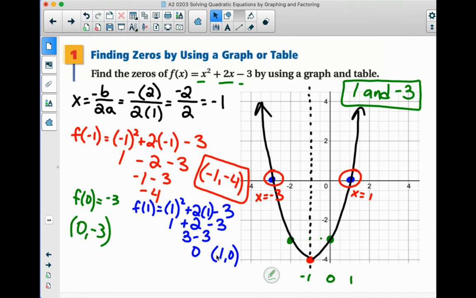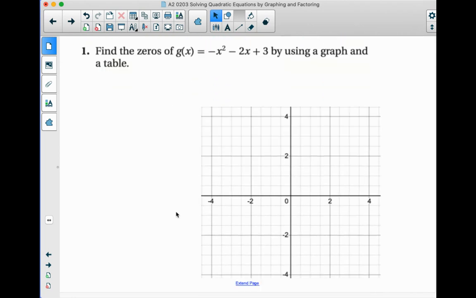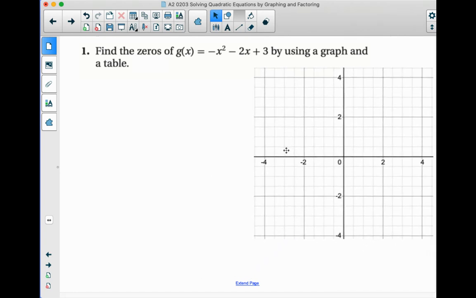So I've got some for you to try, I believe, on the next slide. Let me see, I might be down below this. Oh, it's down here. So try this one out. I'm going to work it out as well, and we'll see if we come up with the same thing.